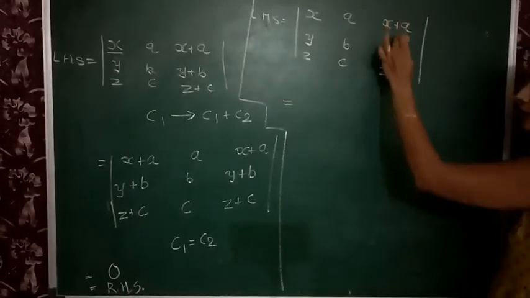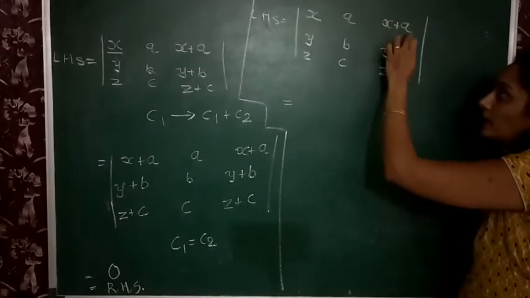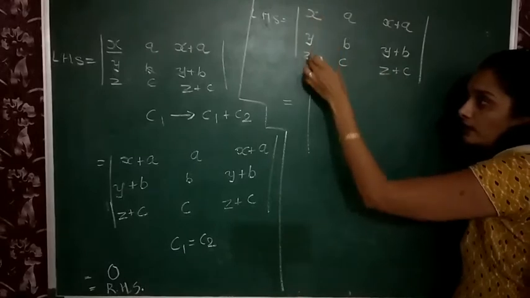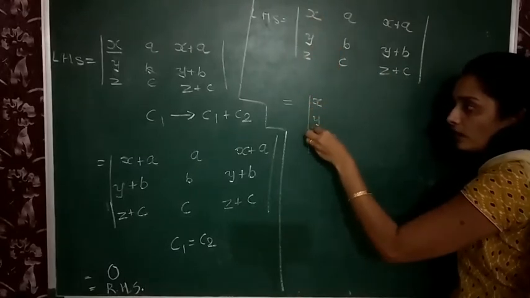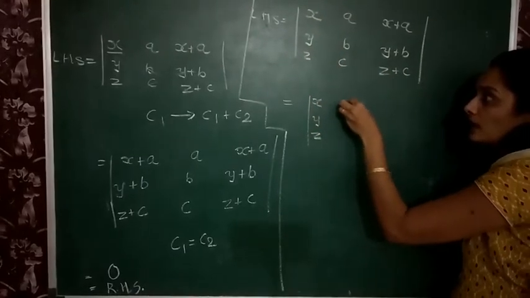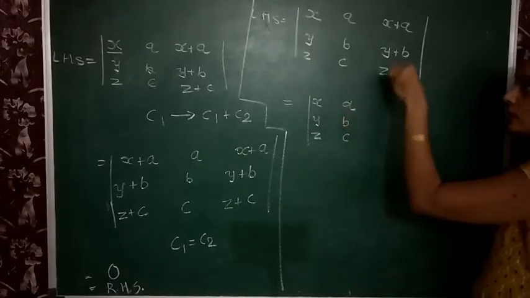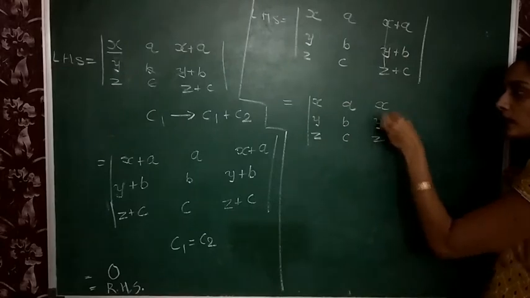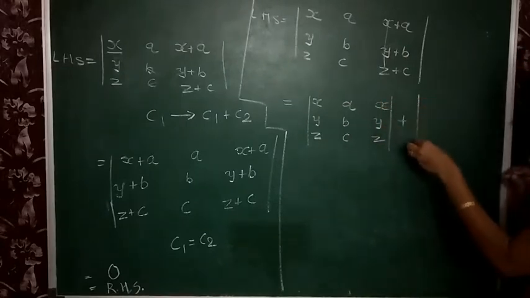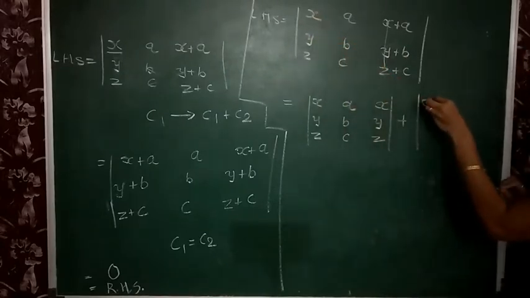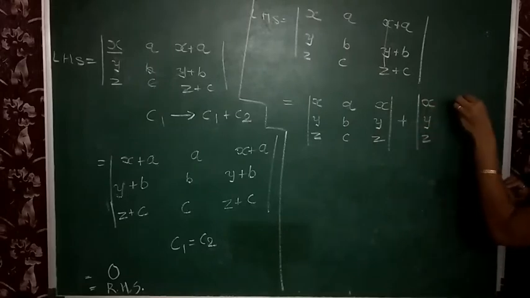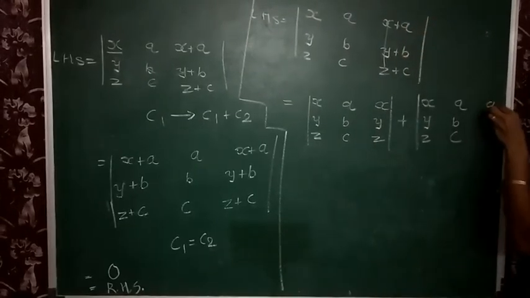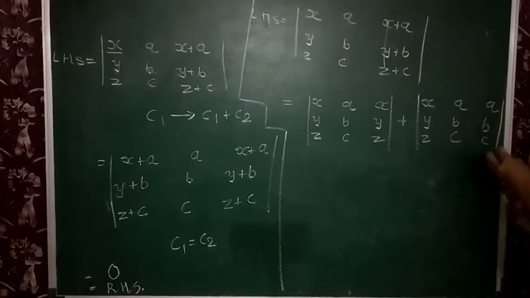That means in third column, elements are addition of two terms. So we can write also like this. First column as it is. Second column as it is. And third column is here x, y, and z. Plus, again, first column as it is. Second column as it is, and third column is a, b, and c.